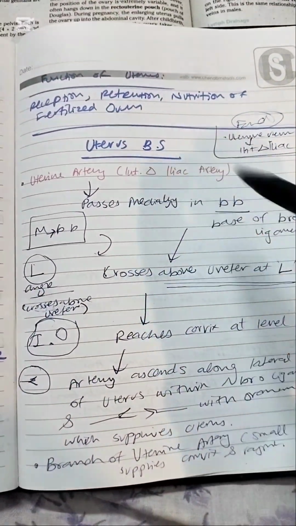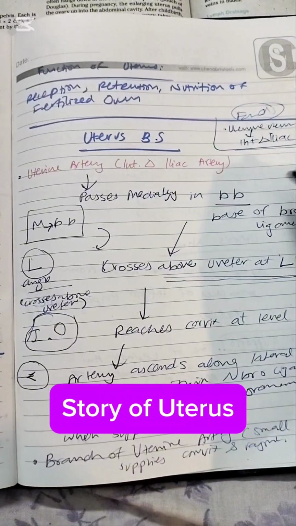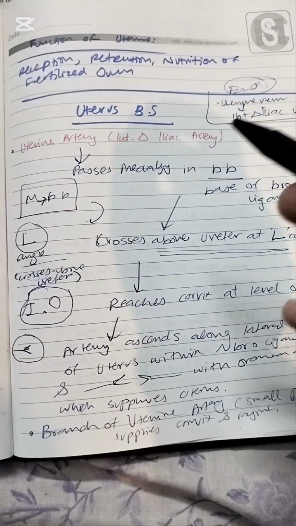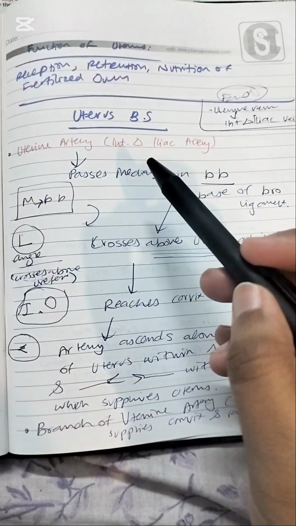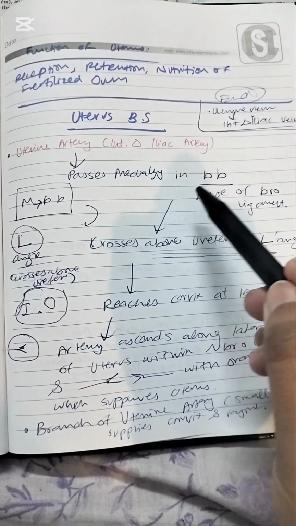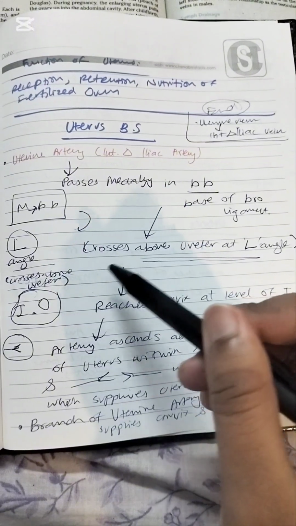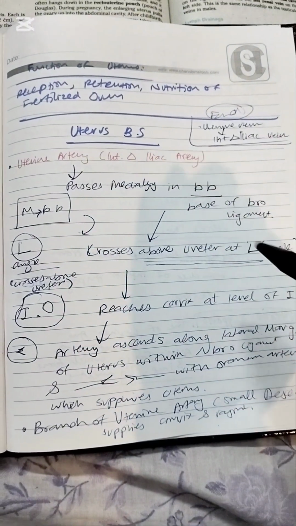Okay, now let's talk about the blood supply of the uterus. The uterine artery is going to come from the internal iliac artery. Let's talk about this in more detail. It is very easy. The uterine artery is going to pass medially in the base of the broad ligament. You can remember this with MBB. And then it is going to cross above the ureter at a right angle.